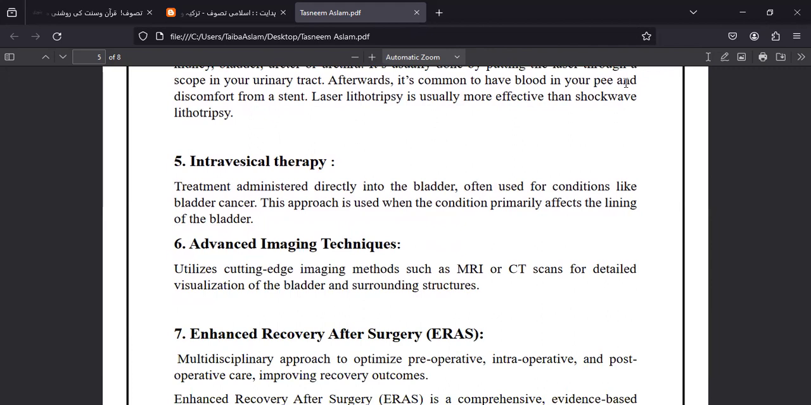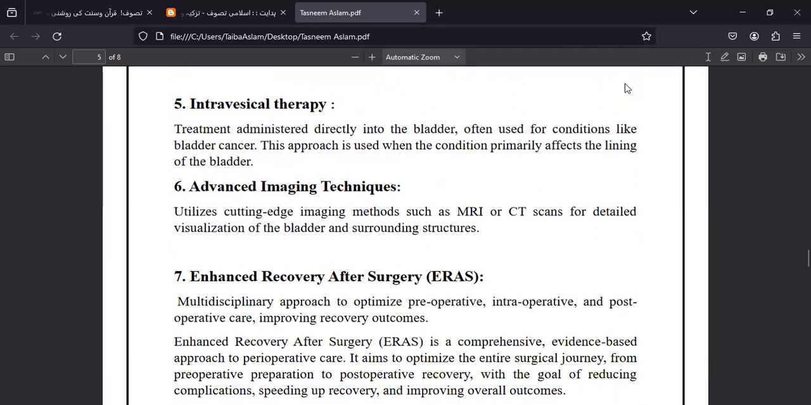Intravesical therapy. Treatment administered directly into the bladder. Often used for conditions like bladder cancer. This approach is used when the condition primarily affects the lining of the bladder. Next one is advanced imaging techniques.